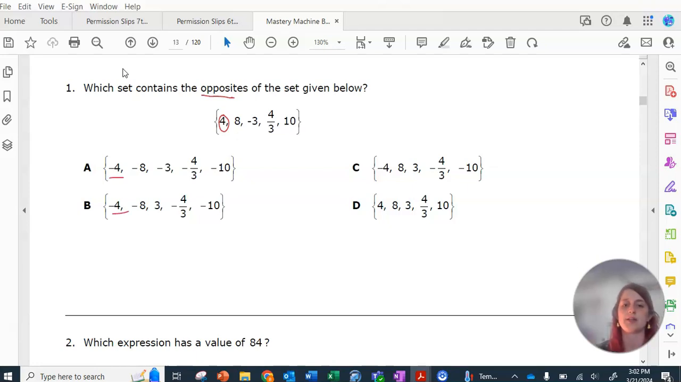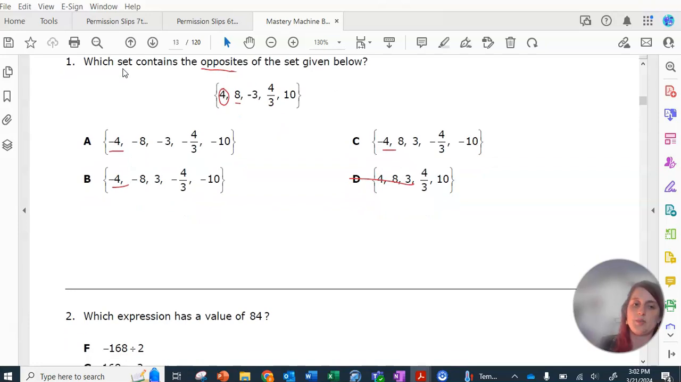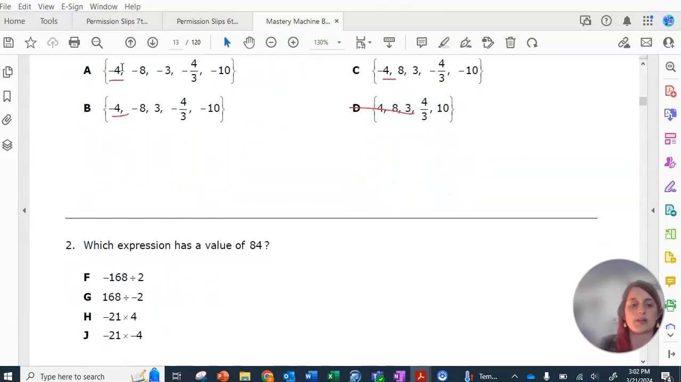Yep, nope. The opposite of 8, find that. Check that it's in the list. And you'll be able to eliminate your answer choices pretty quickly.